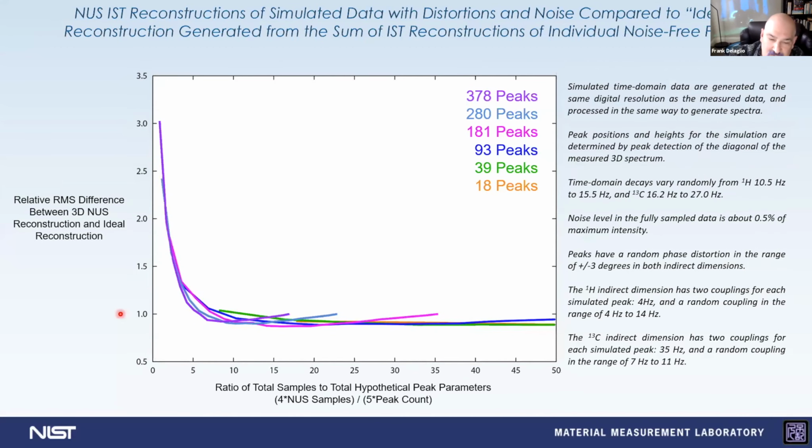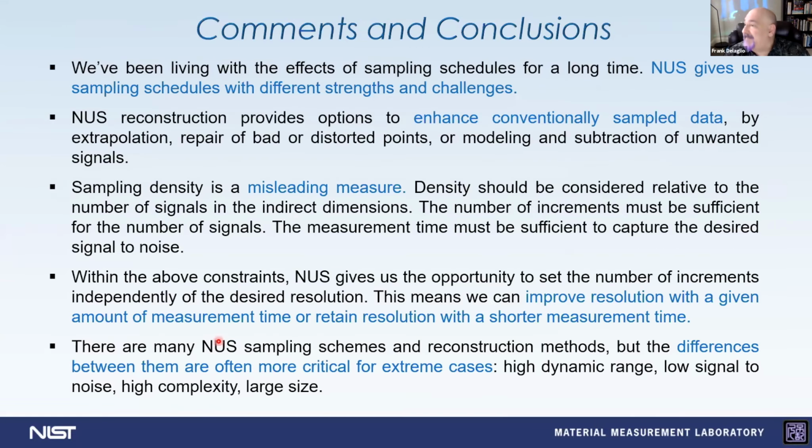However, if we represent the case in terms of the number of peaks, what we see is that the ratio of samples to total number of peaks or total number of peak parameters is about the same for all of these cases. So in other words, we need roughly 10 or 15 times the number of samples as we have signals in the data. So that is perhaps the most critical take-home message.